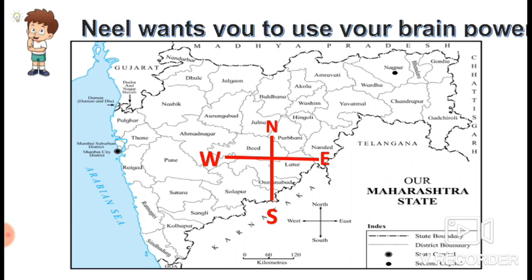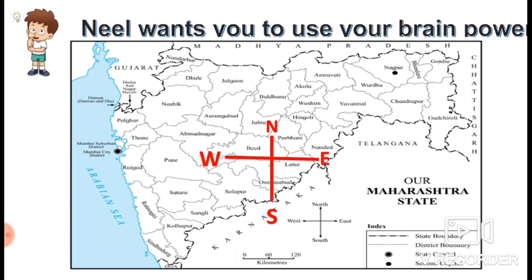Now, which district is to the north of Bid? Children, please look on the map. And we can see to the north is Jalna. To the south, come down. To the south is Usmanabad. To the east is... and to the west is Ahmednagar.